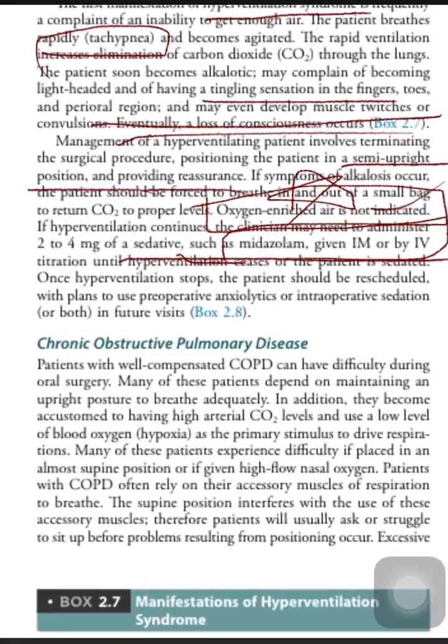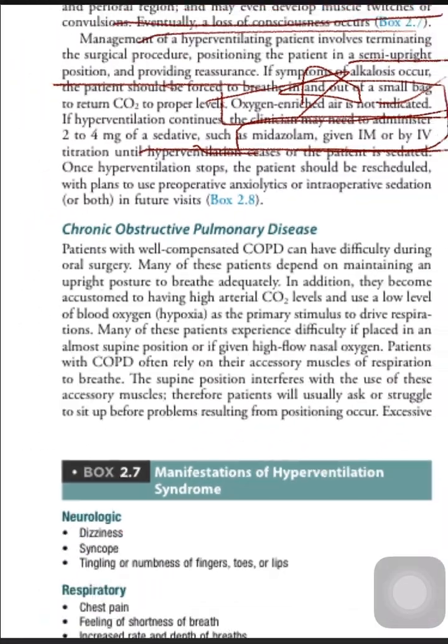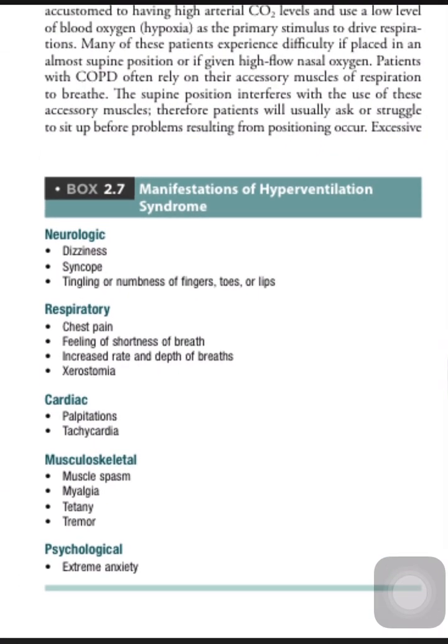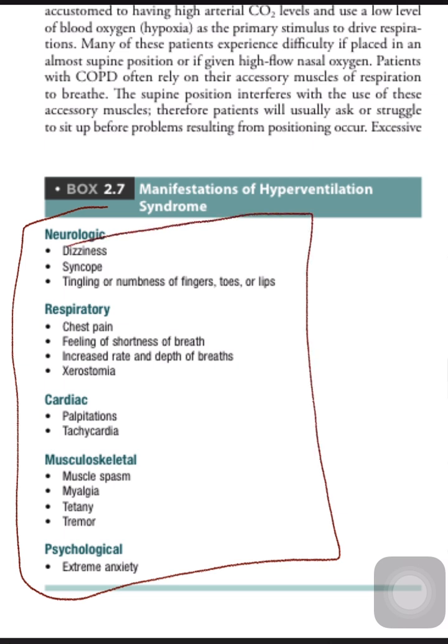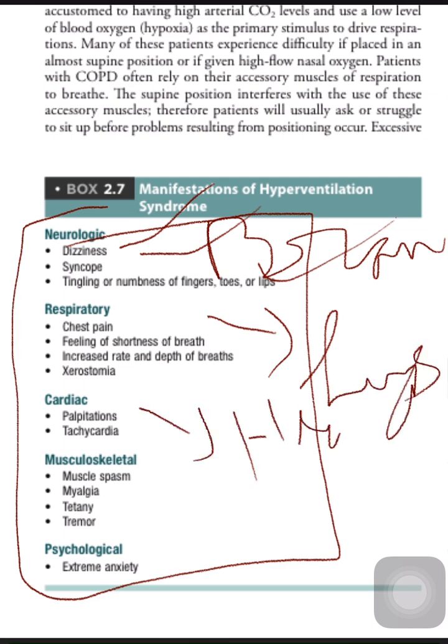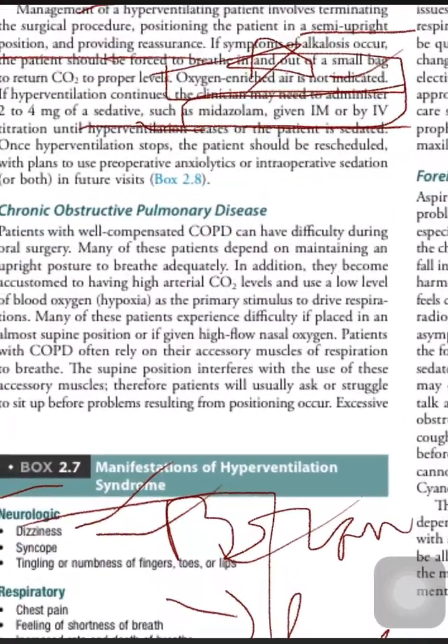I hope you got the concepts of hyperventilation and hyperventilation syndrome. Here's the table for hyperventilation syndrome, which is quite important. What could it lead to? Dizziness, syncope, tingling, or numbness. This is something you have to learn, because of how it affects our brain, our lungs, our heart, and our muscles. That's how you have to memorize it.